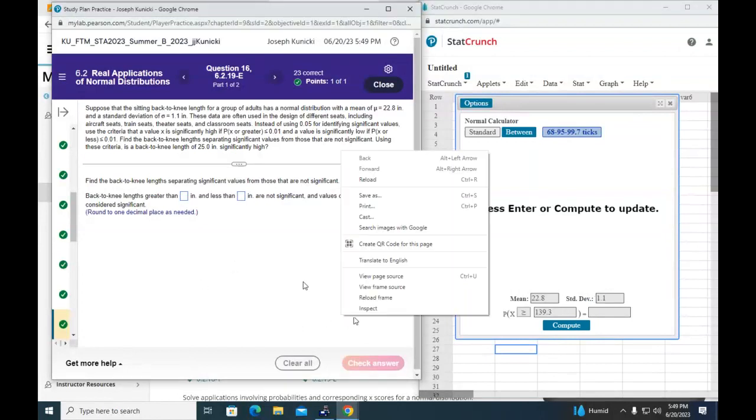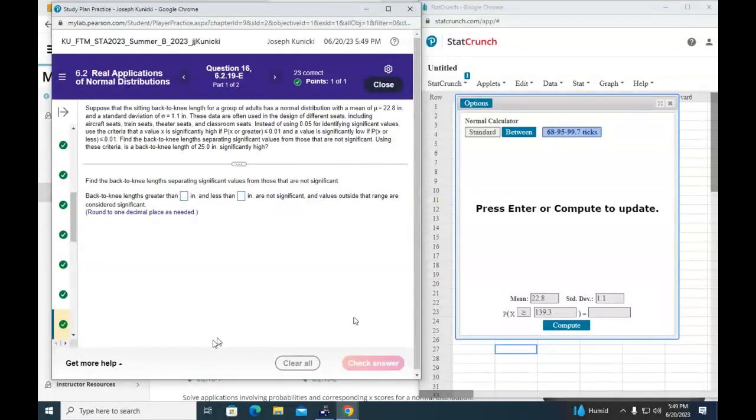Okay. These data are often used. Instead of using the 0.05 for identifying significant values, use the criteria that an X value is significantly high if it's in the 1% above, and it's significantly low if it's in the 1% below. So we're forming a 98% middle, putting 1% in each tail. See that? So find the back to knee lengths separating the significant values. So I can do this one at a time. Now, this is the bottom, because it says back to knee length is greater than, so this is the bottom number. You're forming the middle, low, high for the middle.